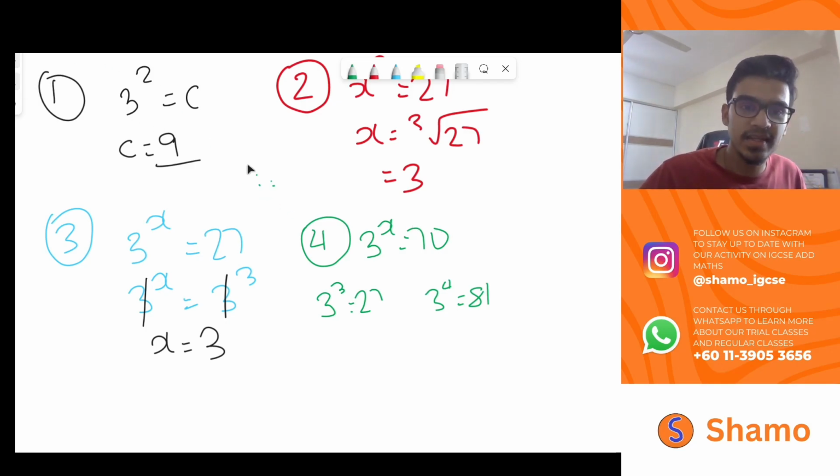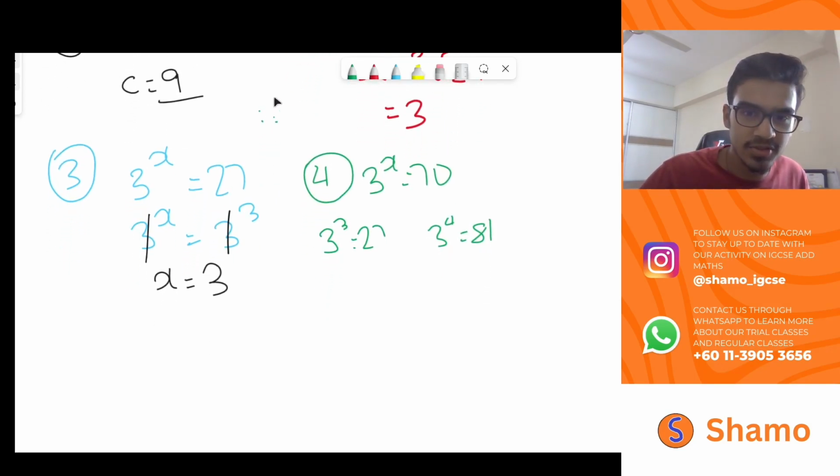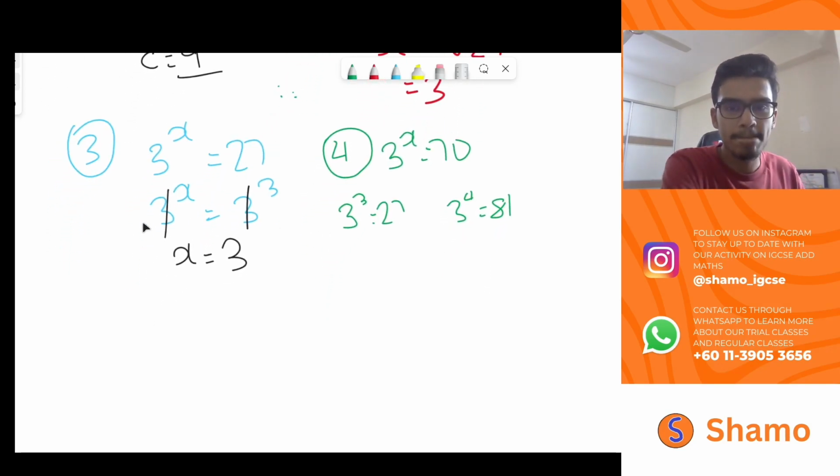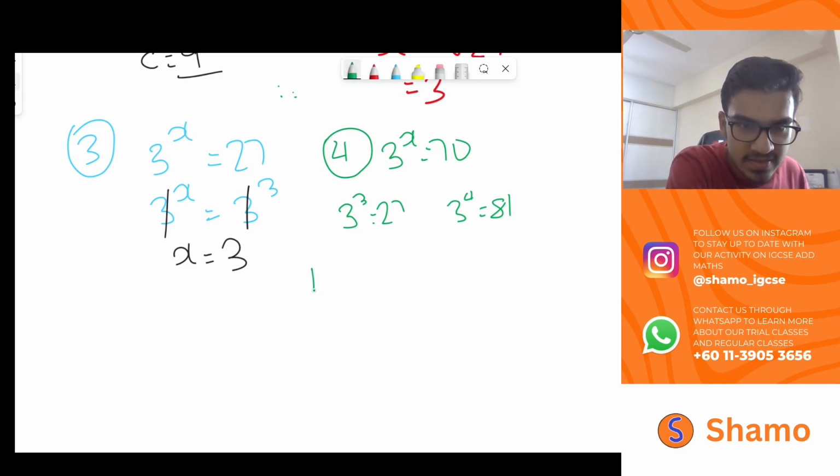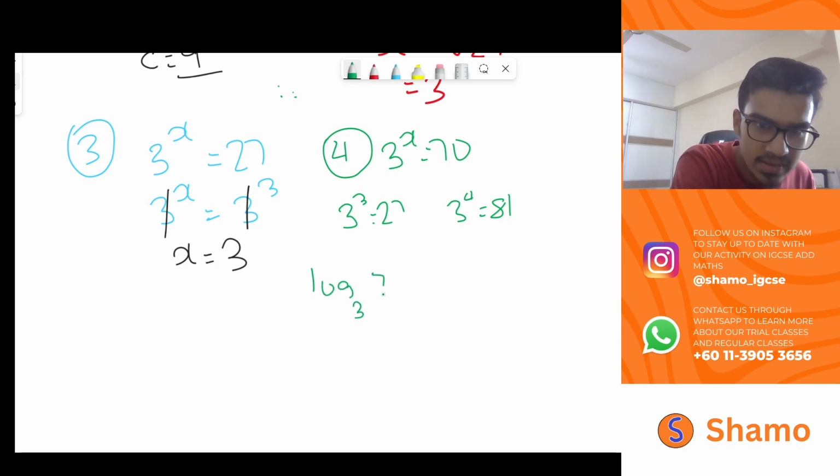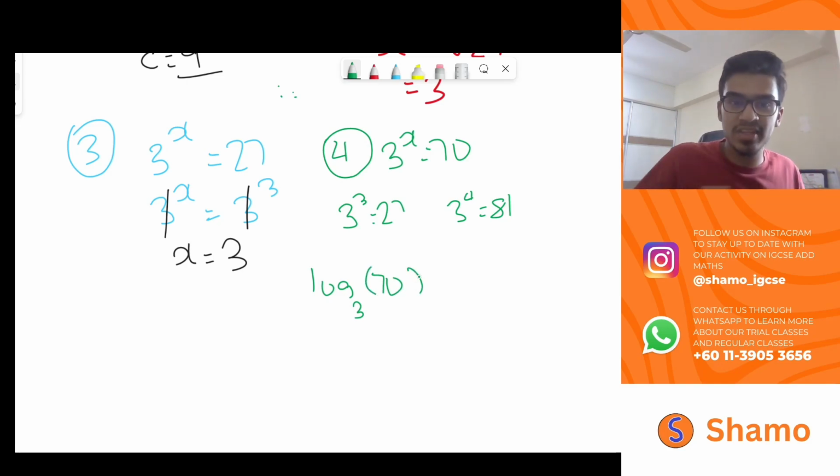And let's take the essence of it. Let's not try to solve this equation first. What works is, like how we write logarithms, something like log base 3 of 70. Now what does this mean? I'll explain. I'm not solving any equation right now.